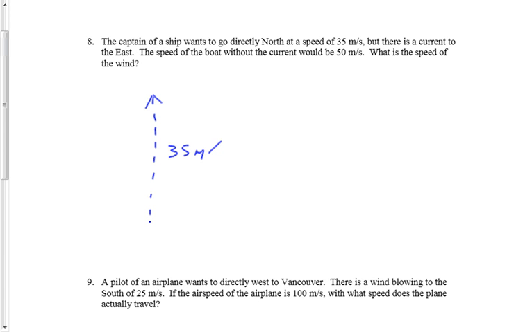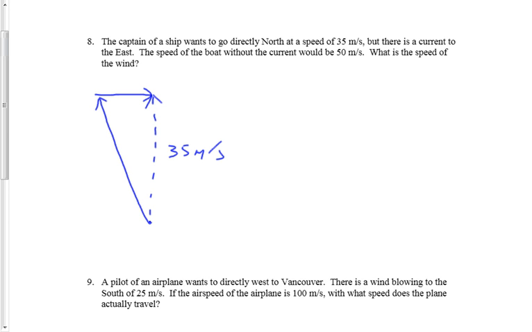Now, there's a current to the east. We don't know what the value of that current is. We don't know how fast that current's moving, but we know that it's to the east. Remember, the current is a solid line vector, and that solid line vector has to be head-to-head with the dotted line vector. We don't know what that speed is. That's what we're going to try to find. Where are we going to aim? We're going to aim up this way.